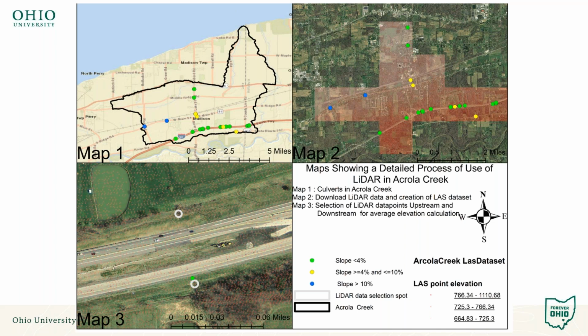In this particular watershed, you can see that there are two culverts that come out with a very high slope that would be good first places to look, and then several that are in that middle ground of 4 to 10%. Those would be the next places to look if you're looking for project locations in this area.